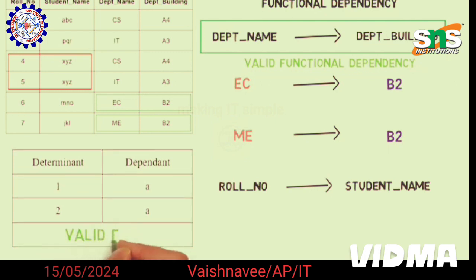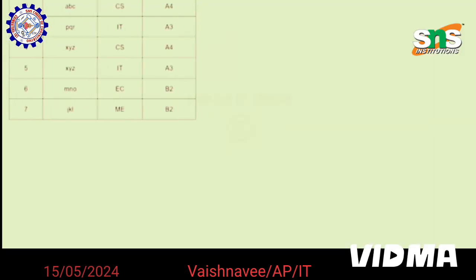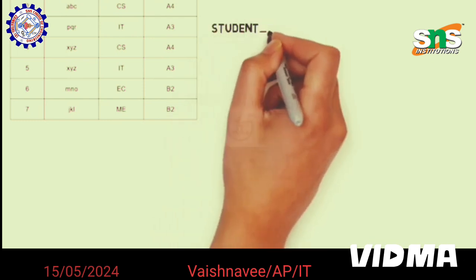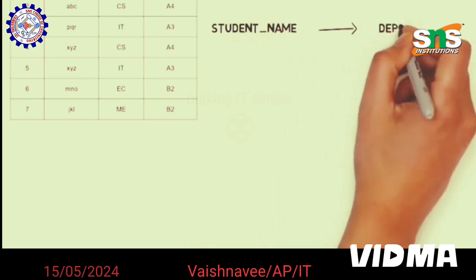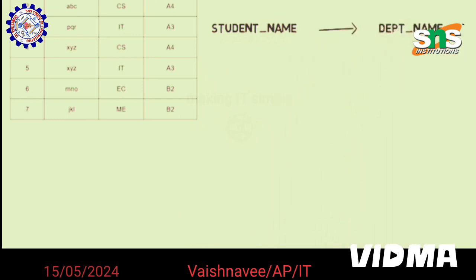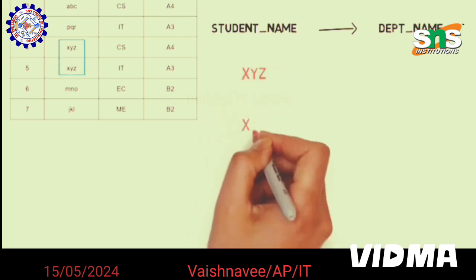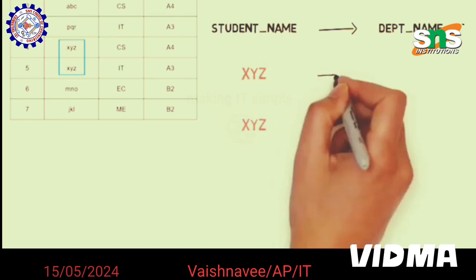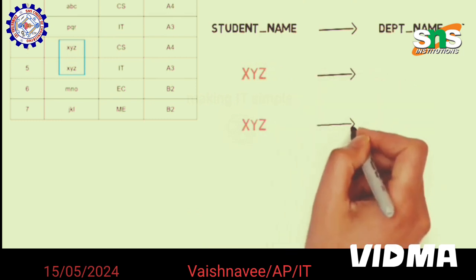Let's take another example. Roll number determines student name. Two students have different roll numbers but have the same name. But still it is a valid case. Therefore, this functional dependency is valid. So in this case, where there are different determinants and corresponding same dependents, it is a valid functional dependency.